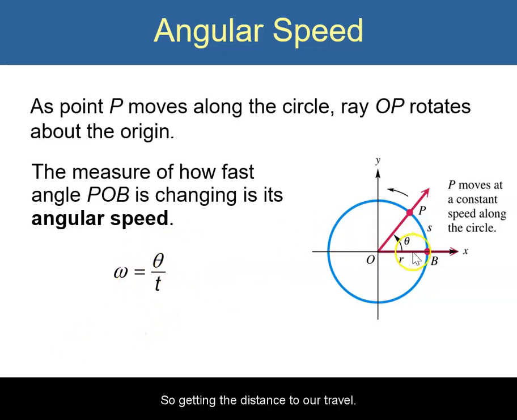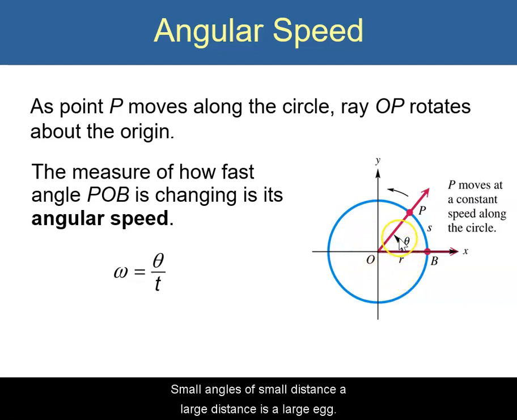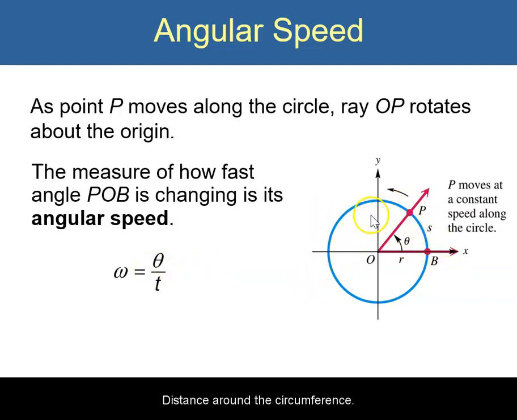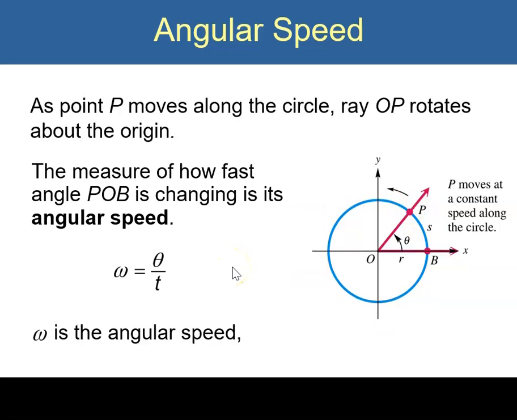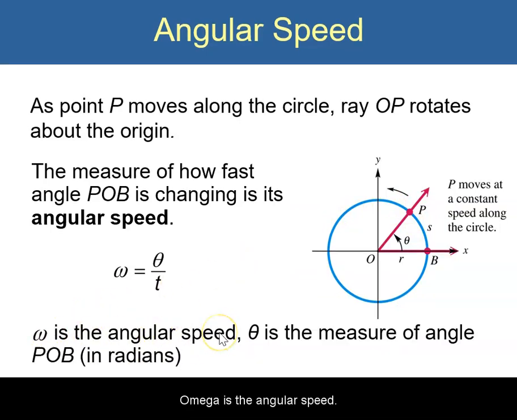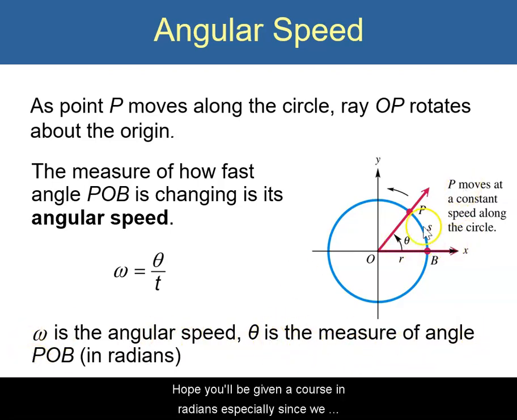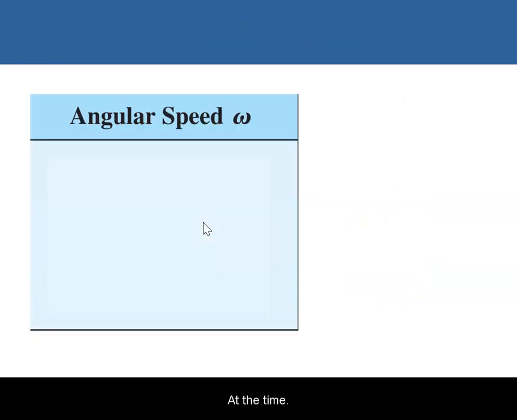So again, the distance you are traveling is given by the angle, right? A small angle is a small distance. A large distance is a large angle. And you're dividing that by t. So again, it's the exact same formula, but you're just applying it to an angle instead of this distance around the circumference. So omega is the angular speed. Theta is the measure of an angle POB, given, of course, in radians, especially since we're talking about arc lengths and things like that here, at your time t.